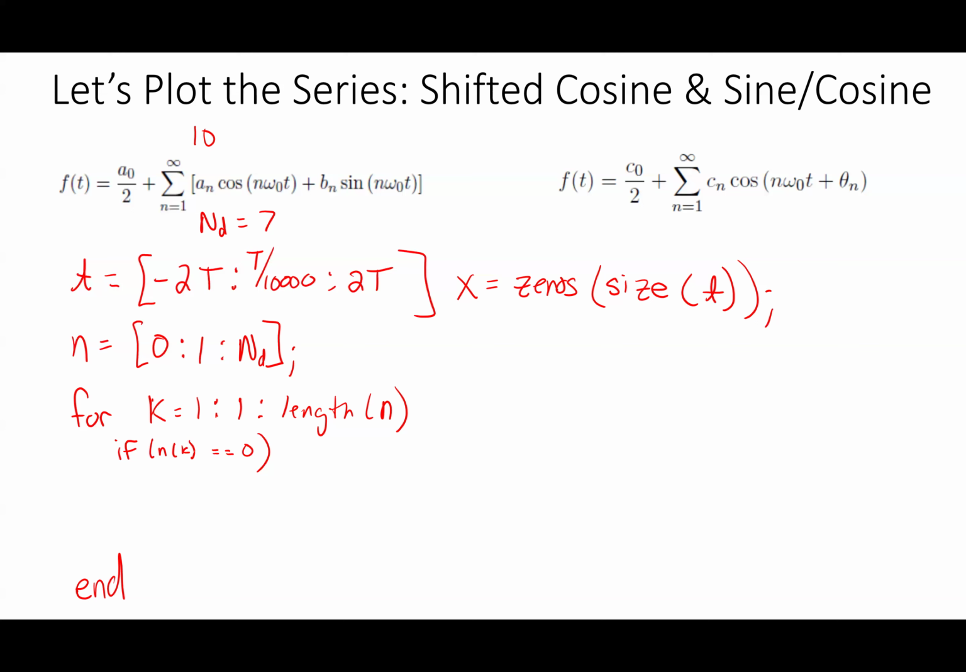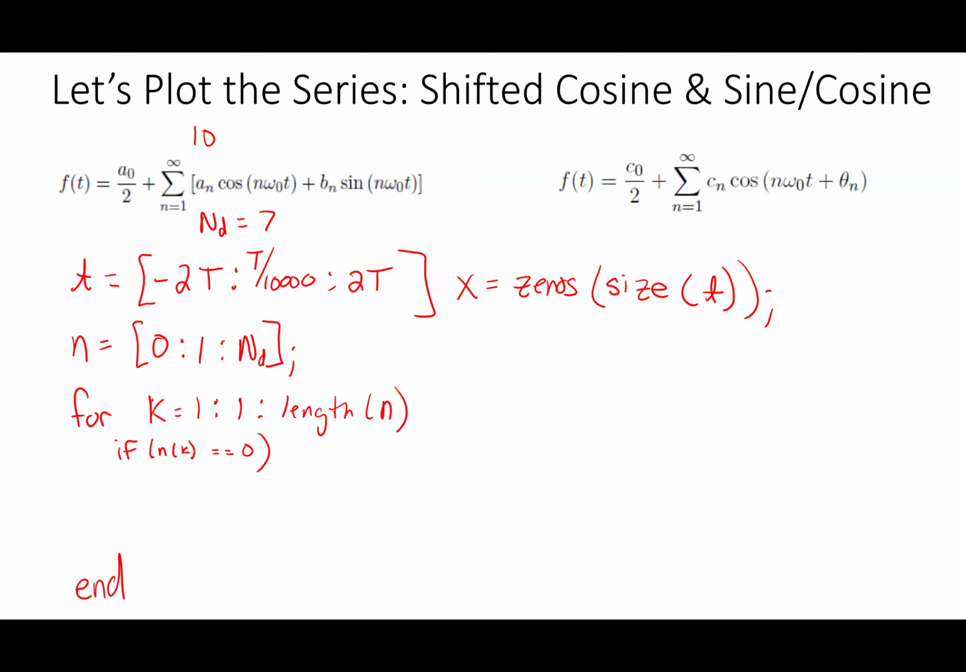I'd have to implement that, right? So in theory, when n equals 1, what you want to do is you want to take the function and you want to implement what this series says. You want to add to it A1 cosine omega naught t plus B1 sine omega naught t. Right? What do I want to do when n equals 2? Yep. I take my current x and I add to it A2 cosine 2 omega naught t plus B2 sine 2 omega naught t.